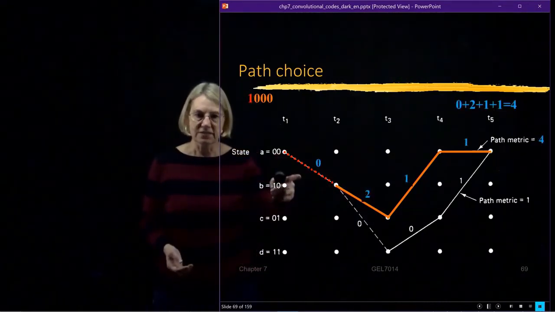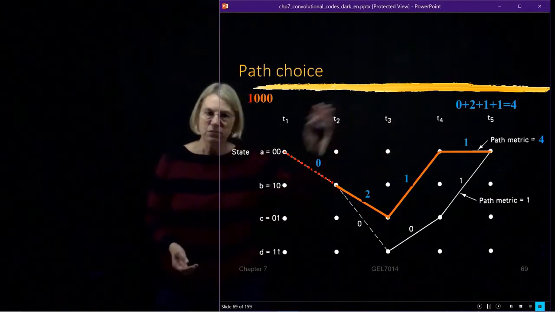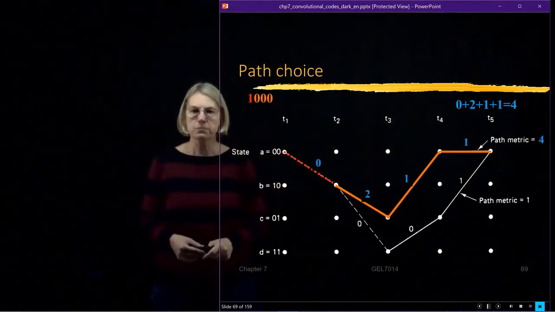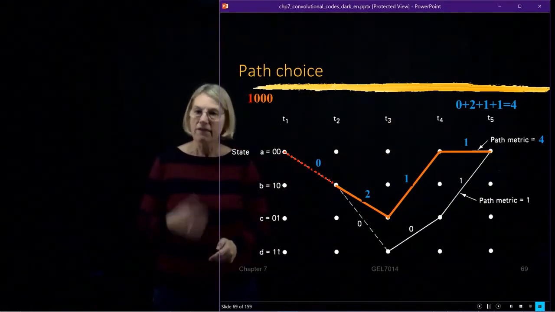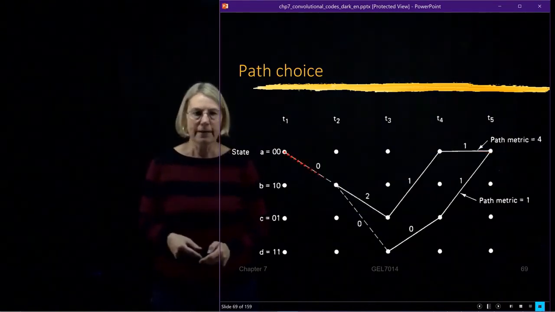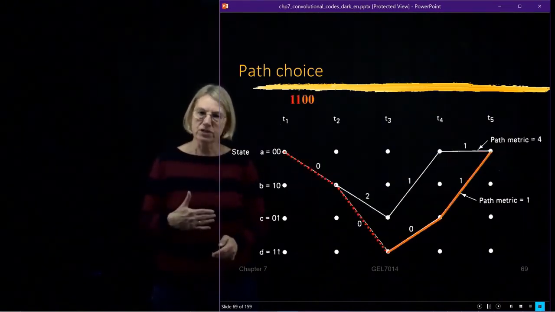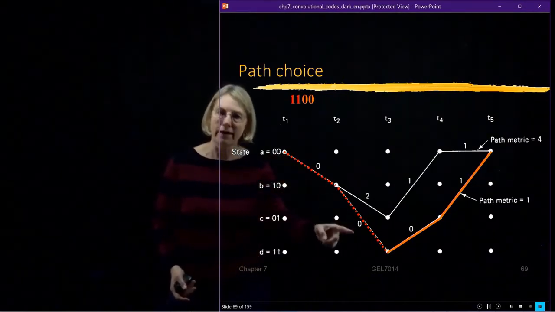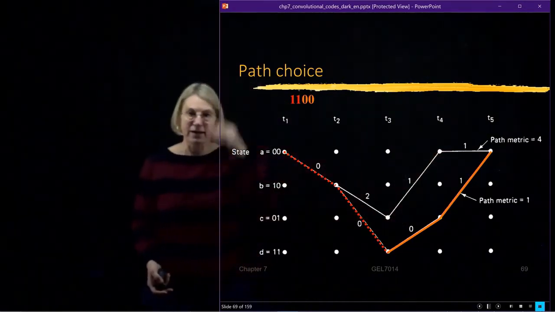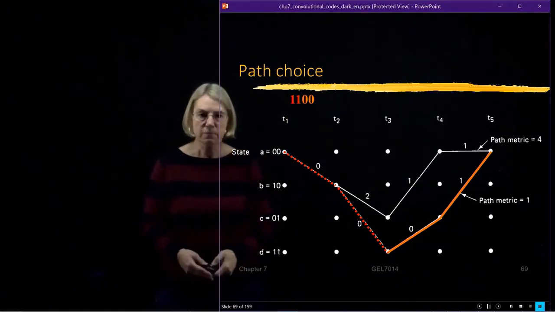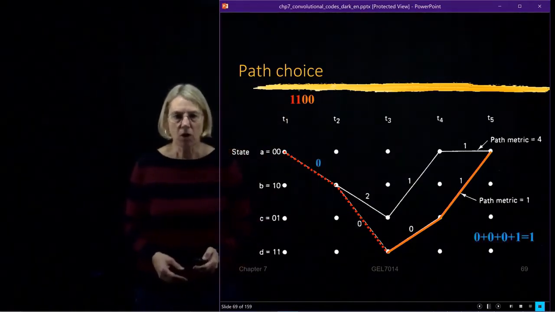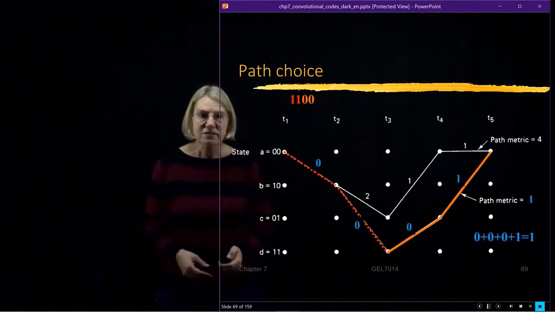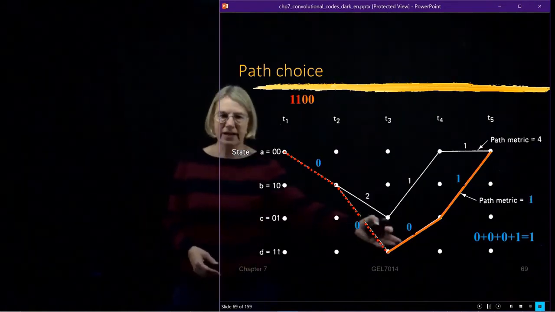So I get 0, 2, 1, 1. That gives me a path metric of 4 for this path. Now I do the same calculation for this other path. Again, this path corresponds to a 1, 1, 0, 0. That would have been my choice. On this path, I add up all of the branch metrics, and the path metric I get is a 1.